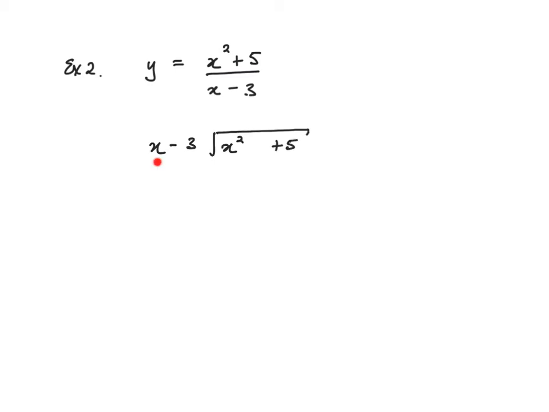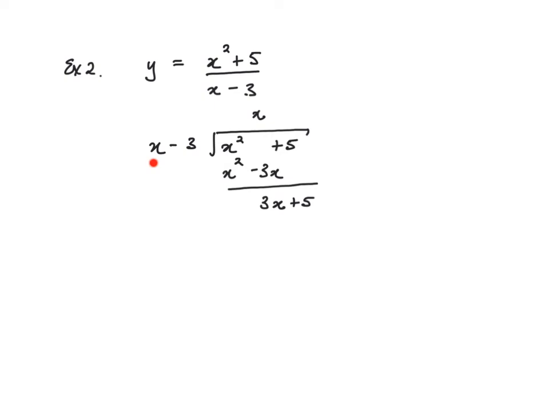So what do I multiply x by to get x squared? I multiply by x. x times x is x squared. x times minus 3 is minus 3x. We'll subtract. So x squared take away x squared is 0. 0x minus minus 3 gives us 3x plus 5.